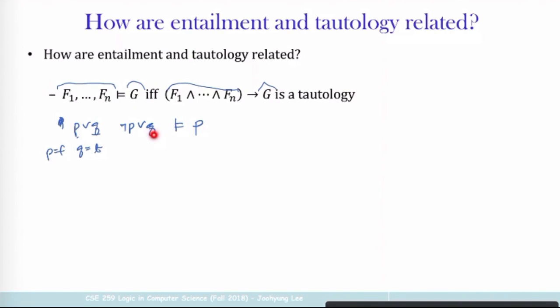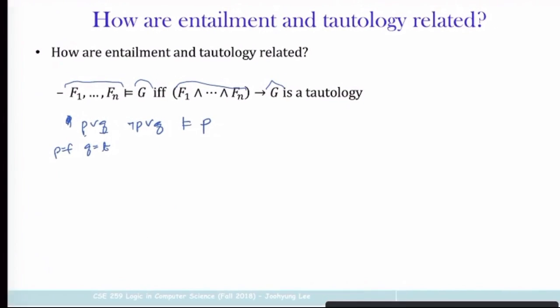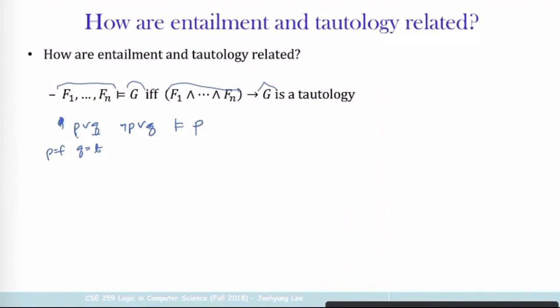Okay, same for the next one, right? When you apply this interpretation, by the way, this is an example of an interpretation: P is false, Q is true. If you apply this interpretation, these two formulas are true under it. But if you look at the right-hand side, this P is actually false under this interpretation. So the entailment does not hold. Meaning that P or Q and not P or Q implies P is not a tautology.